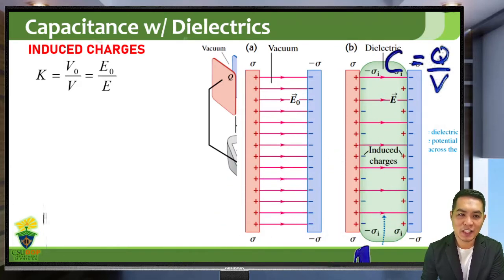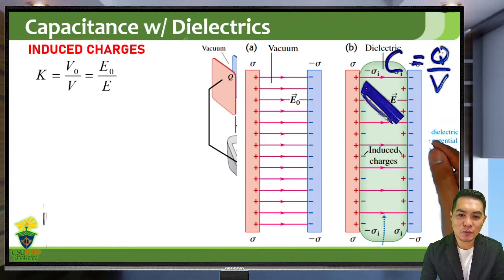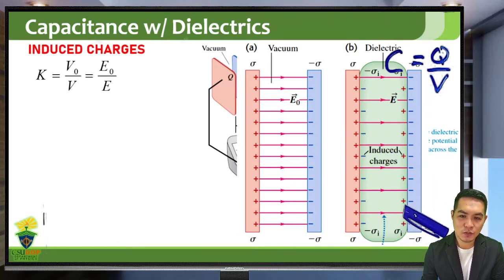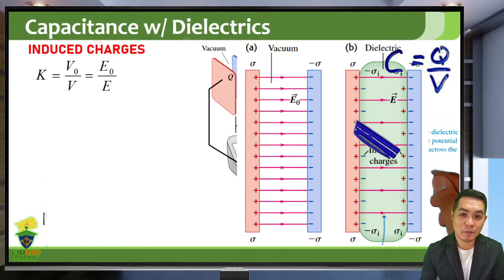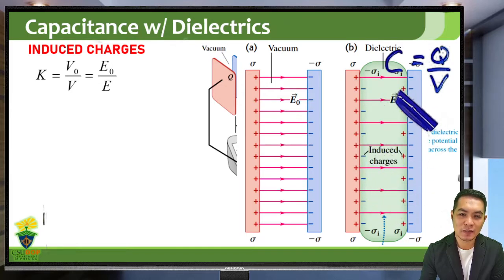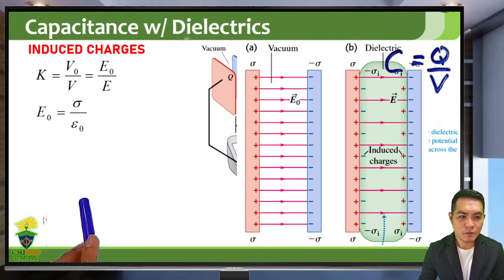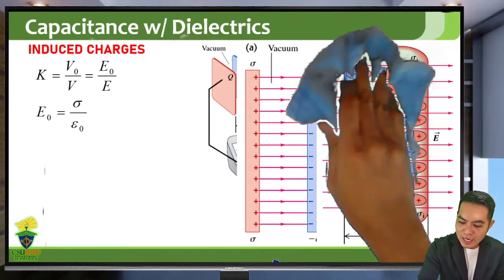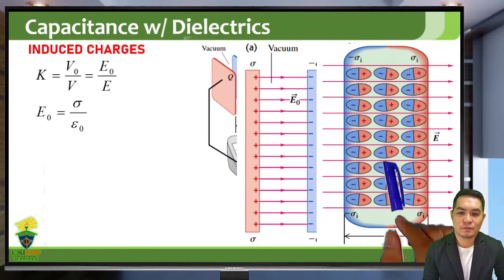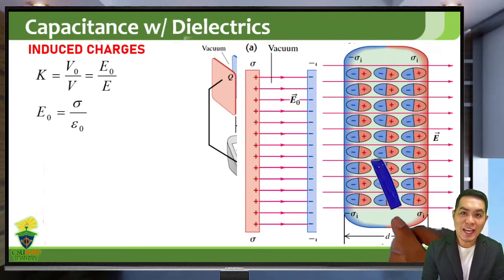When you insert the dielectric, there will actually be induced charges at the two surfaces of your dielectric. So on this surface here, since this is a positive metal plate, there will be negative induced charges. And on this side, since this is a negative metal plate, there will be positive induced charges. You can think of this as the molecules of your dielectric realigning with the electric field.